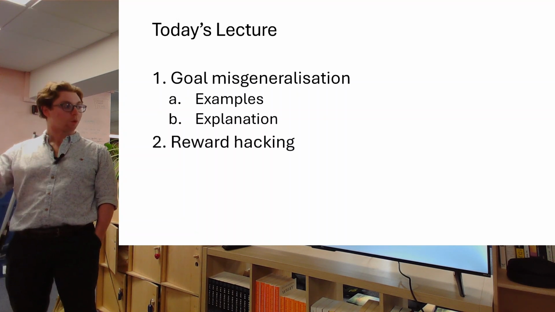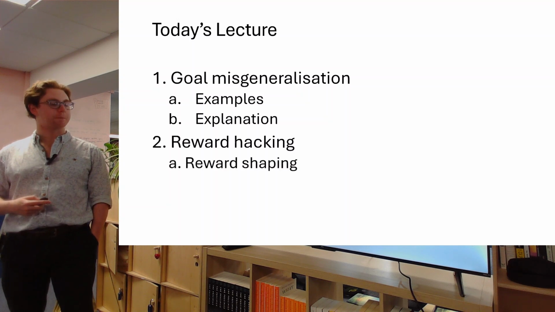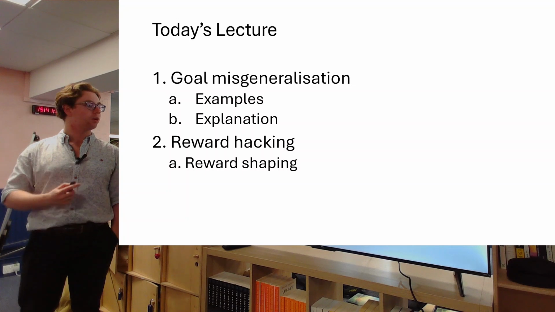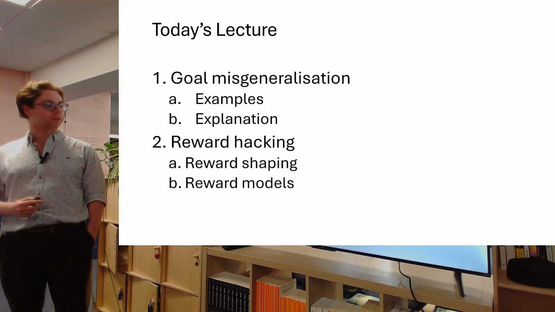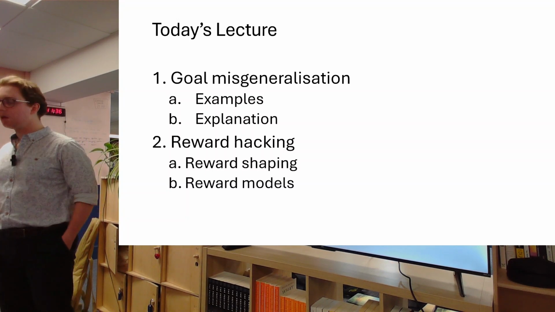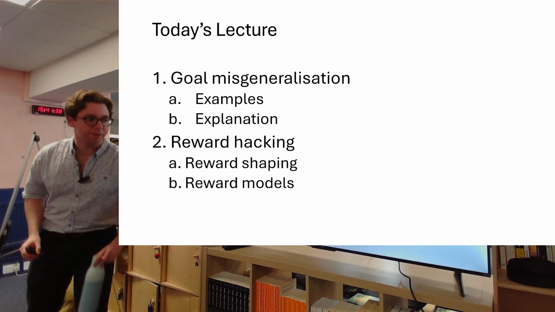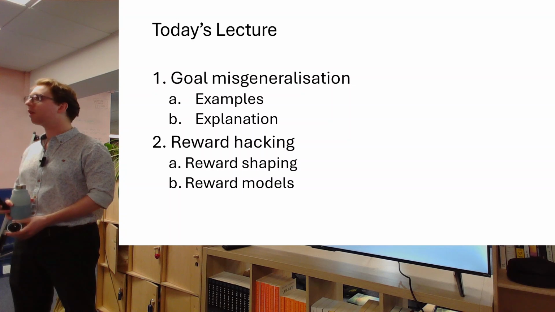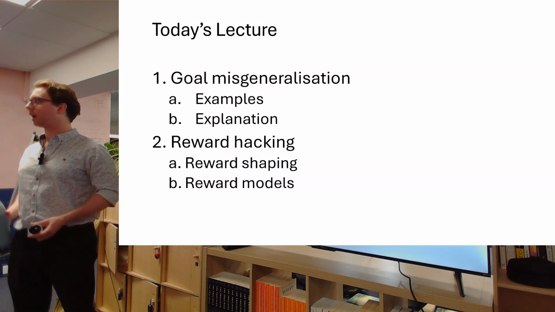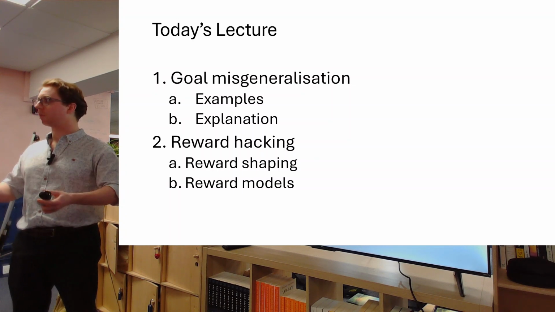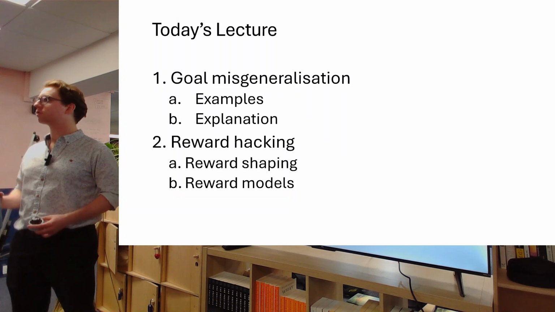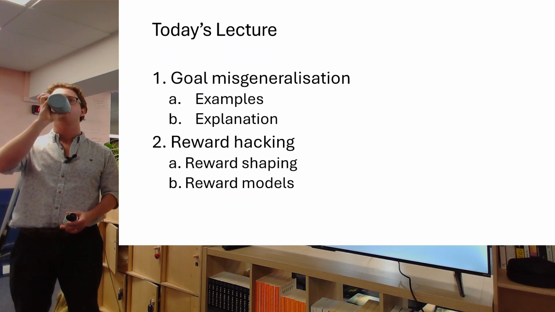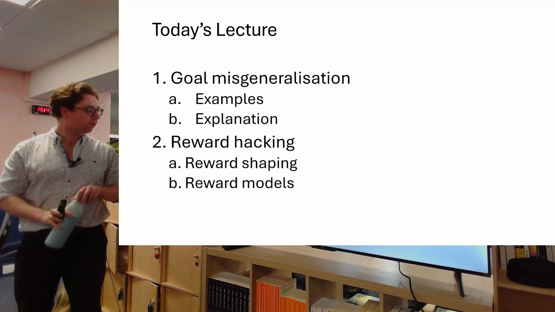Then we're going to cover reward hacking. And we're going to cover two specific situations in which we might see reward hacking, which are reward shaping and reward models. Okay. Before I begin, I'll just say that these are two distinct failure modes. They have a relationship to one another, but they're very different, and you can have one without the other. They don't come along with one another. They're distinct ways in which deep reinforcement learning can go wrong. All right, let's jump right in.